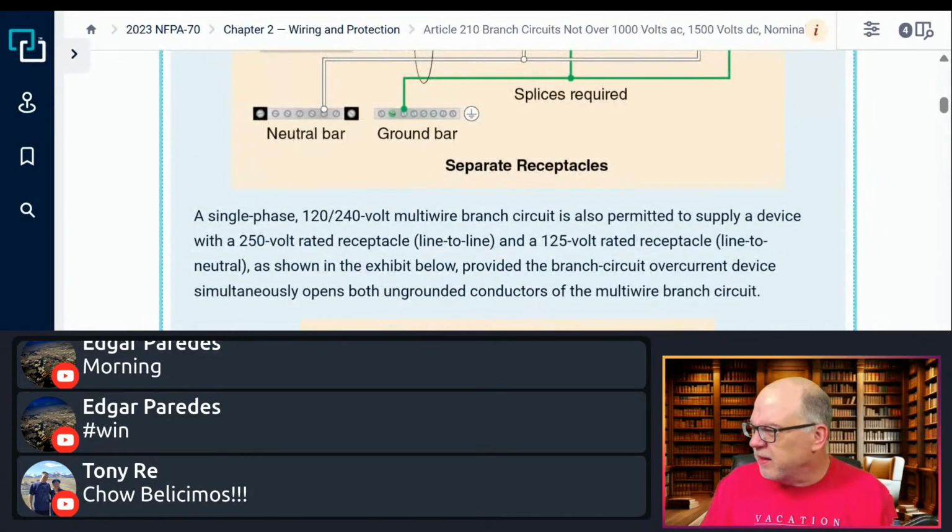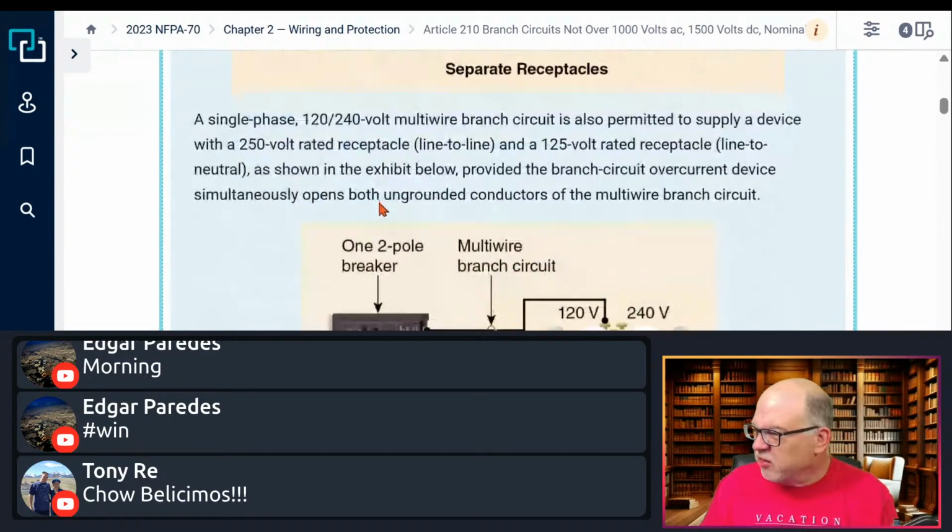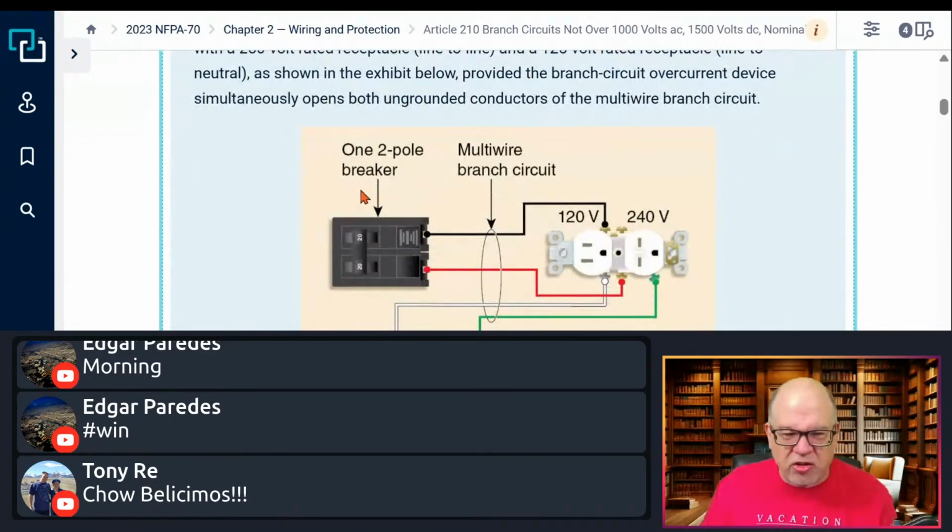Now here, let's go down. So this is, again, what we just saw. This is 2 single poles with identified handle tie. So we go down here to this one. Check this out. This is a 2-pole breaker, and this is a multi-wire branch circuit, okay?